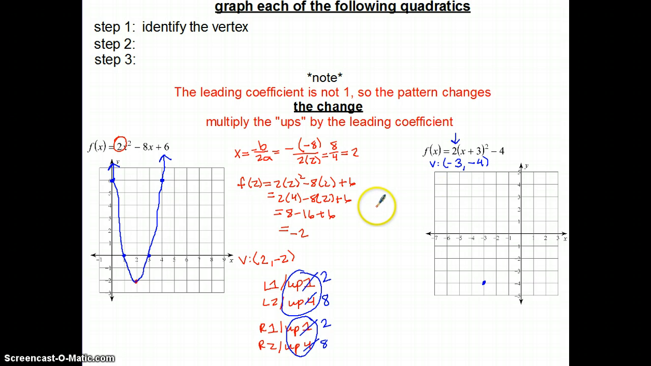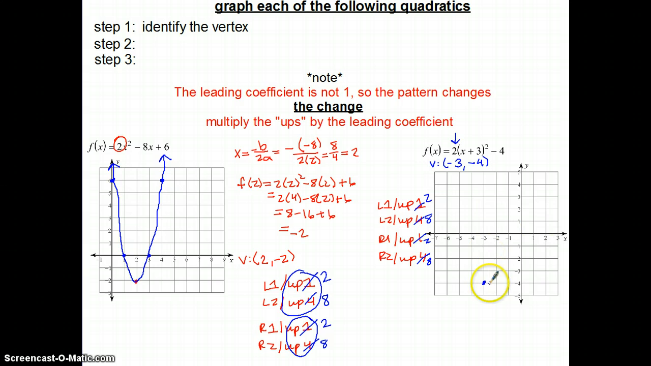So my pattern normally goes left 1, up 1, left 2, up 4, right 1, up 1, and right 2, up 4. However, I'm going to multiply all of those ups in my right-hand column by that leading coefficient of 2. So instead of up 1, I'm going up 2. Instead of up 4, I'm going up 8. Instead of up 1, I go up 2. And instead of up 4, I go up 8.